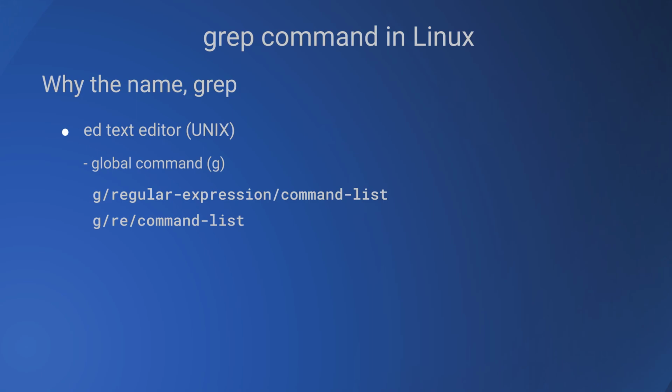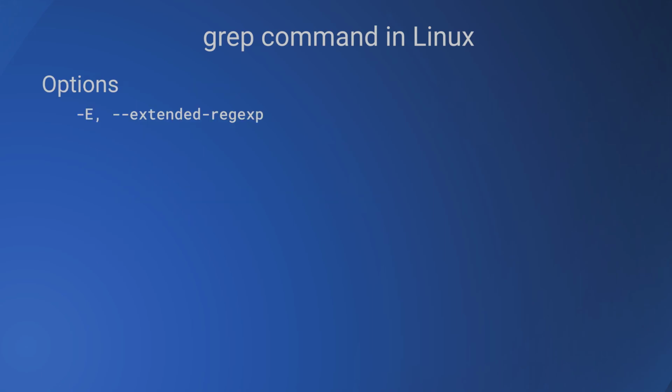The global command finds all lines matching the regular expression. And for these lines, the commands after the slash are executed. If the command after the slash is P, ed prints all lines of text matching the regular expression. And that is what grep does. Now we look at options for the grep command, and the first option is -E or --extended-regexp.